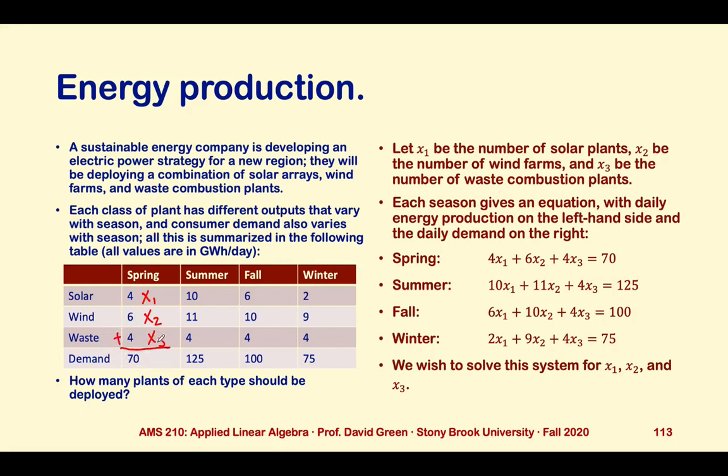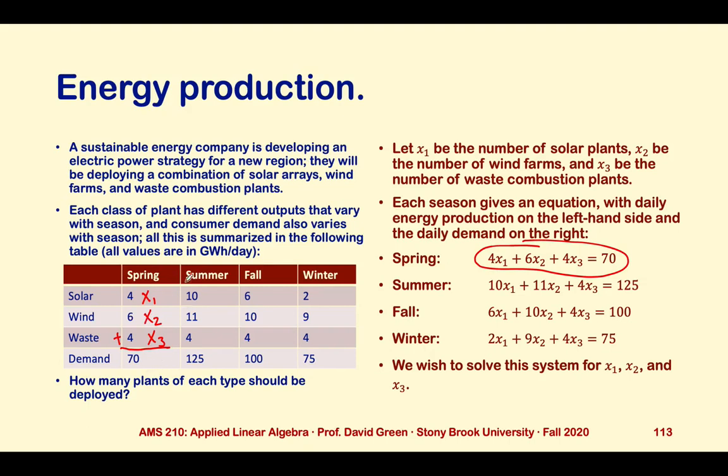And our hope is that the sum of these total productions equals the demand. That's exactly what we have written here in this first equation: 4x1 plus 6x2 plus 4x3 equals 70. Essentially just reading down a column.